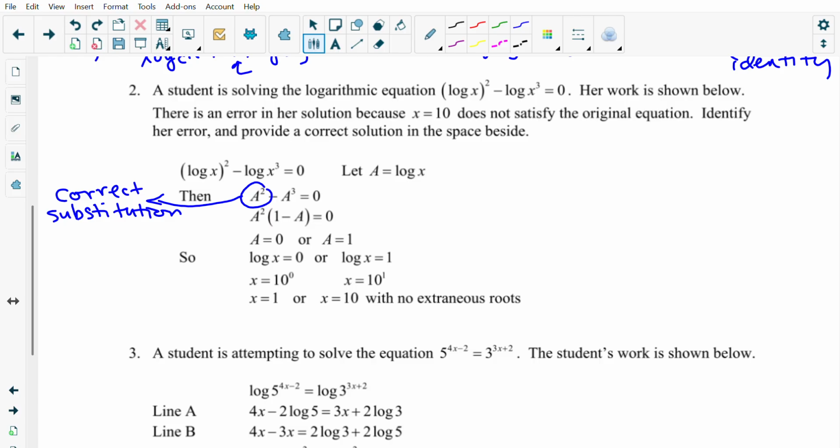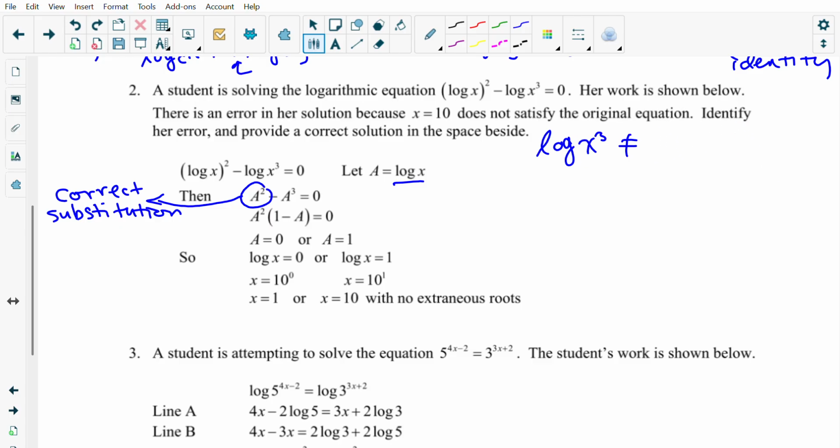All right, folks. That's a correct substitution, right? We said let a equals log of x, and then that's what we literally did, we made a substitution, and we said that's a squared minus, well, we said a cubed. So let me make this statement. Log of x cubed does not equal log of x cubed.